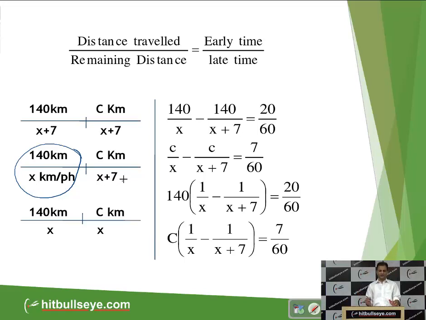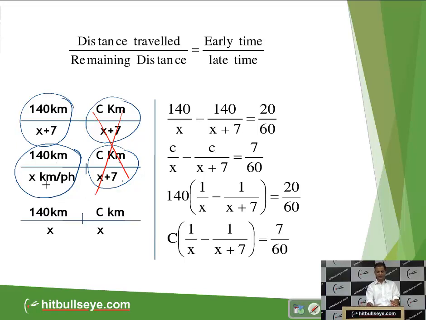No equation is written yet. In the first case, had he traveled the whole distance at the increased speed, that means the first 140 km at x plus 7 and the remaining c km at x plus 7, which initially he was traveling at x. He is early by 20 minutes. From this part there is no difference of timing. The 20 minutes he saves come from the 140 km, which initially he was traveling at x km per hour and now at x plus 7, so we can write the first equation.